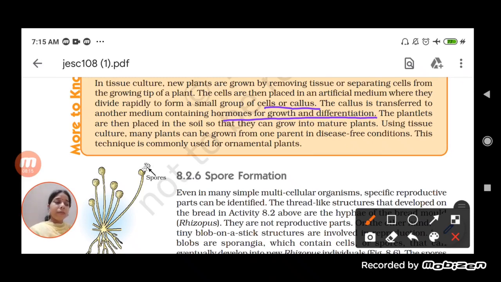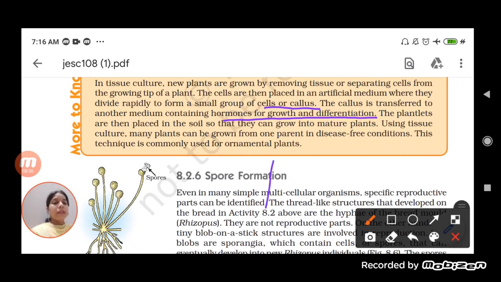This technique is important since it helps in providing resistance to the plant regarding diseases. And this is basically used for ornamental plants.